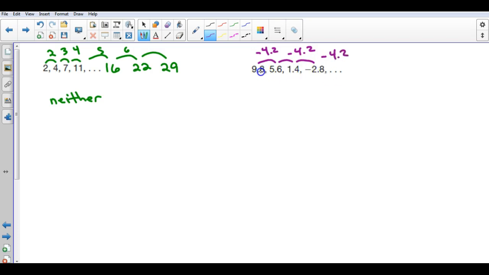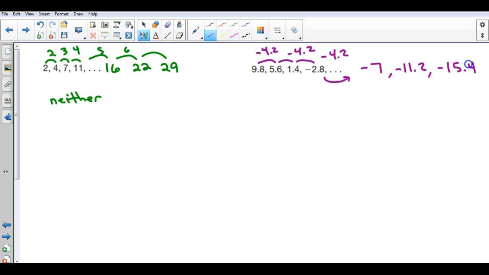So notice my numbers are decreasing here. It's because we are adding a negative to our terms. So what I would want to do after this is take negative 2.8 and add another negative 4.2, and that's going to give me my next term, which is negative 7. And then I'm going to add again to that another common difference of negative 4.2, and that's going to give me negative 11.2. And then if I do it one more time, I get negative 15.4.